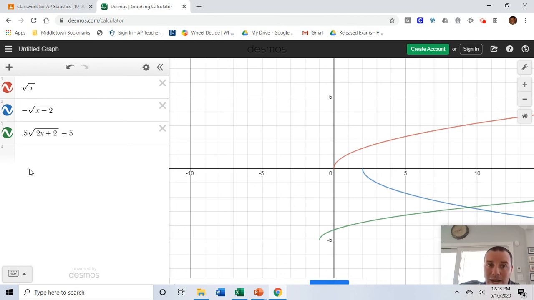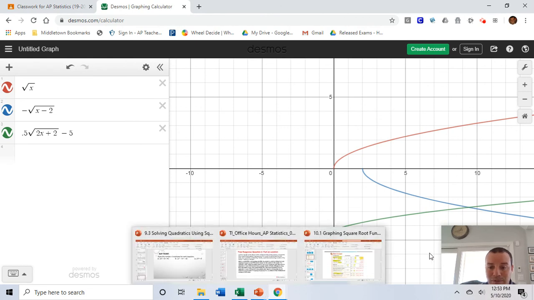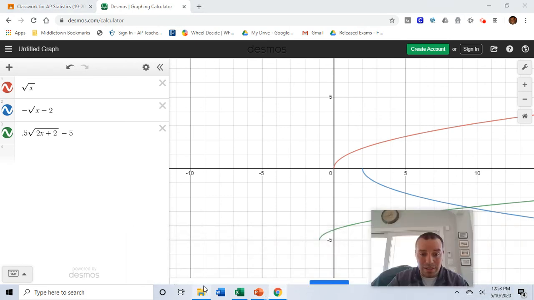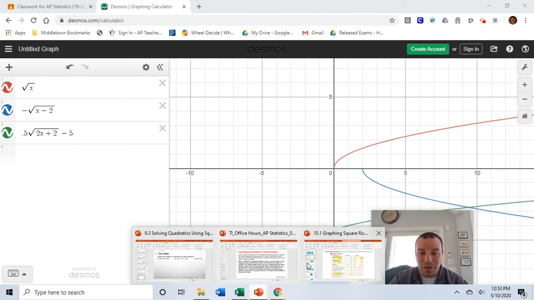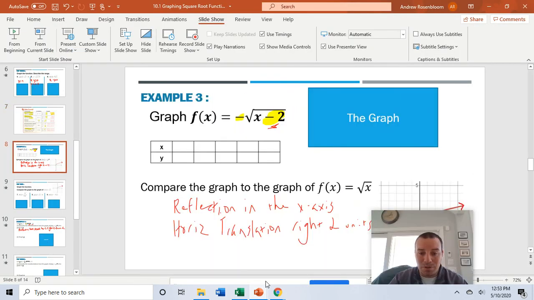So use Desmos to help with the graphs, and make sure you're comfortable with the vocabulary that you're dealing with in this unit. That's all. Good luck. I think it's a pretty straightforward unit, and you should be good to go.